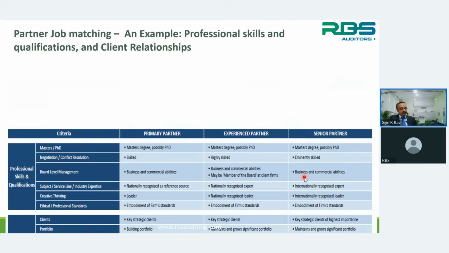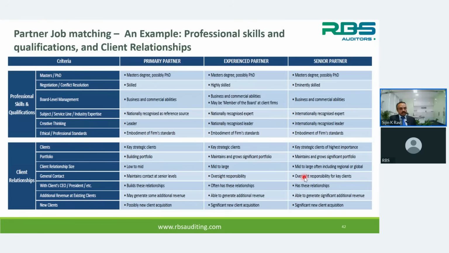Next level relates to professional skills and qualification. You have to see what the qualifications are for each partner. For example, the primary partner has a master's degree, possibly a PhD. Then negotiation and conflict resolution, he is skilled. Board level management is a business and commercial ability. Subject and service level industry expertise, he is nationally recognized as a reference source. Then creative thinking, he is a leader. Ethical and professional standards, an embodiment of the firm's standards.